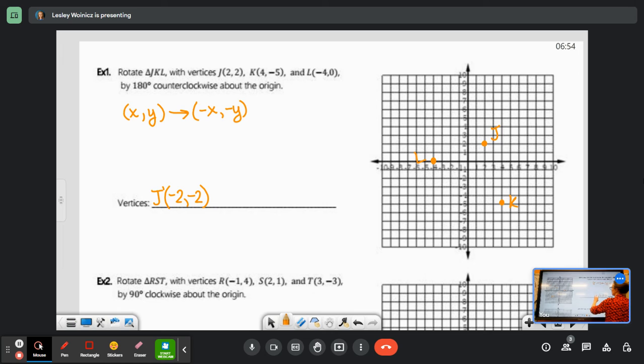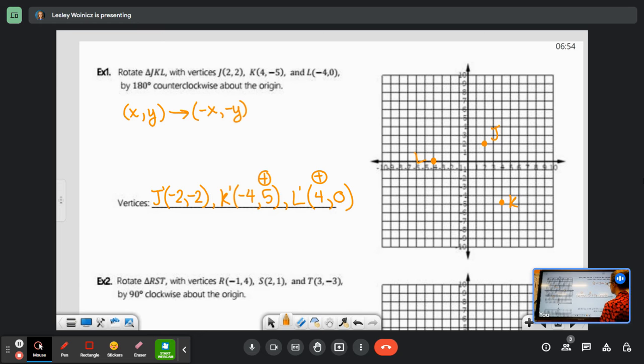K prime. The 4 turns negative, and the 5 turns positive. Here, I'll do that so we know that we changed a sign. And L prime, the 4 is going to turn positive, and the opposite of 0 is just 0. That one doesn't do anything.